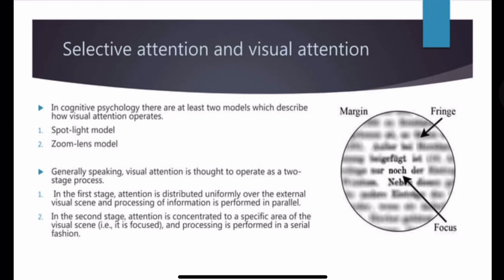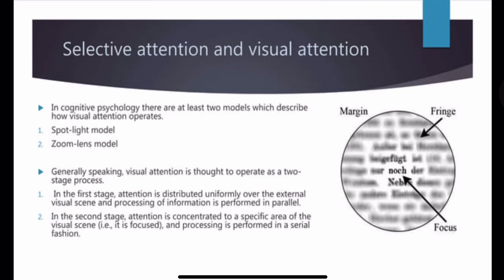Selective attention and visual attention. In cognitive psychology there are at least two models which describe how visual attention operates: the spotlight model and the zoom lens model. Generally speaking, visual attention operates as a two-stage process.